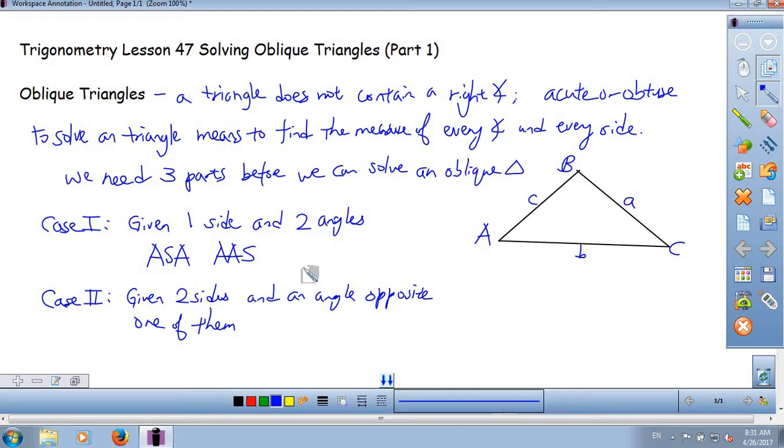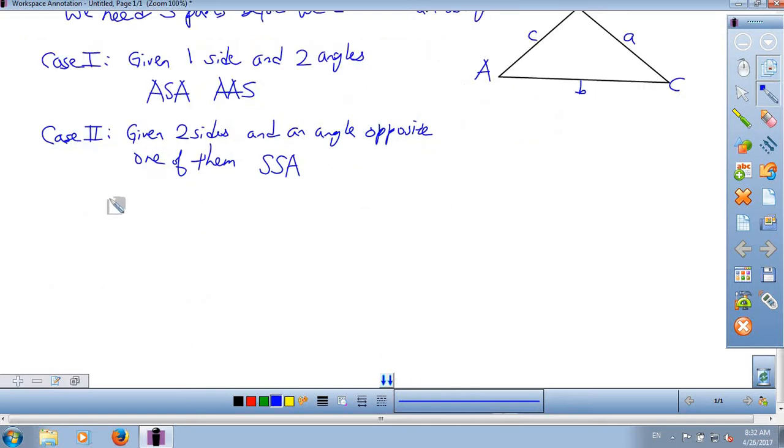That's not case 2. So case 2 is side, side, angle. So it's the angle opposite to two sides. You have two sides and then you have angle opposite to one of them. Now this is a special case because case 2 is a little bit more complicated than case 1. So we'll deal with that when it comes. And then let's talk about two more cases.